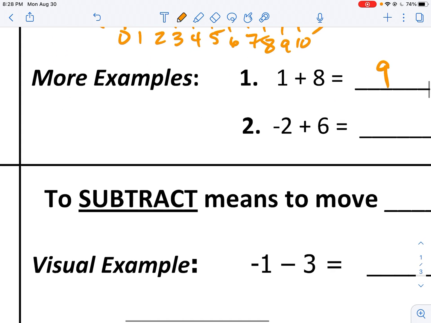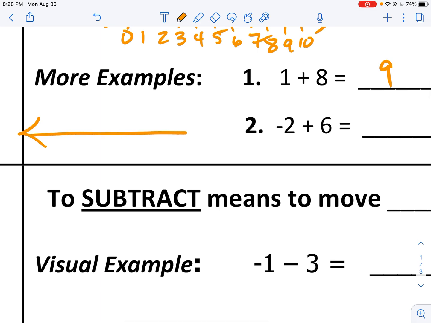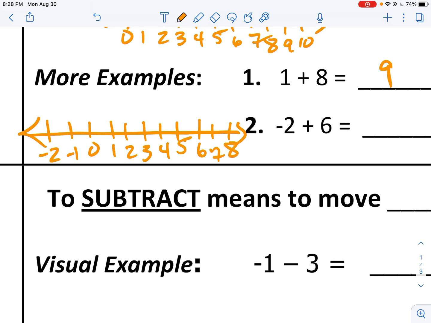Now this next one, it tells me to start at negative 2, so I really do need to start on the negatives. So I'm going to start at negative 2. I'm going to be going to the right, so that's towards the positive numbers. I'm going to go 1, 2, 3, 4, 5, 6, 7. Ooh, except for I only wanted 6. So 1, 2, 3, 4, 5, 6. So that gets me to 4.